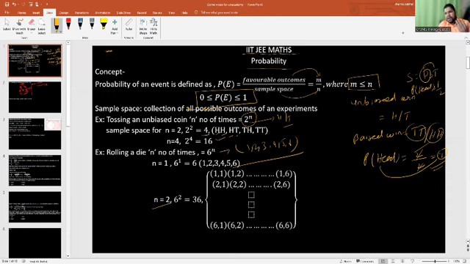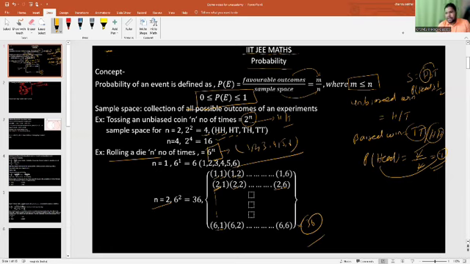6 square, 36 means if you are rolling 2 times, first time it can come up 1, and second time also 1. First time 1, second time 2. First time 1, second time 3. So it can go from 1 to 6. Then first time 2, second time 1, first time 2, second time 2, and so it can go up to 2 to 6. Similarly, you go from 6 to 1, 6 to 2, up to 6 to 6. In total there will be 36 in the sample space. So this is for rolling a die n number of times. Keep in mind 6 to the power n.